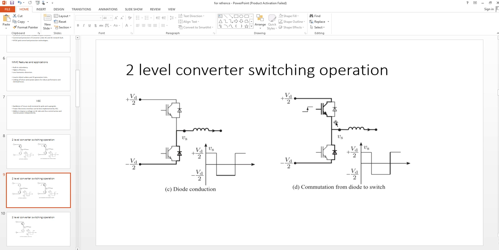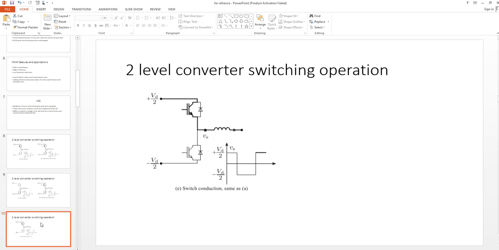But if the diode as well as the switch of the upper side is operating, we see that we are getting again from minus Vd by 2 back to plus Vd by 2. And similarly, if switch 1 is on, we are getting Vd by 2.